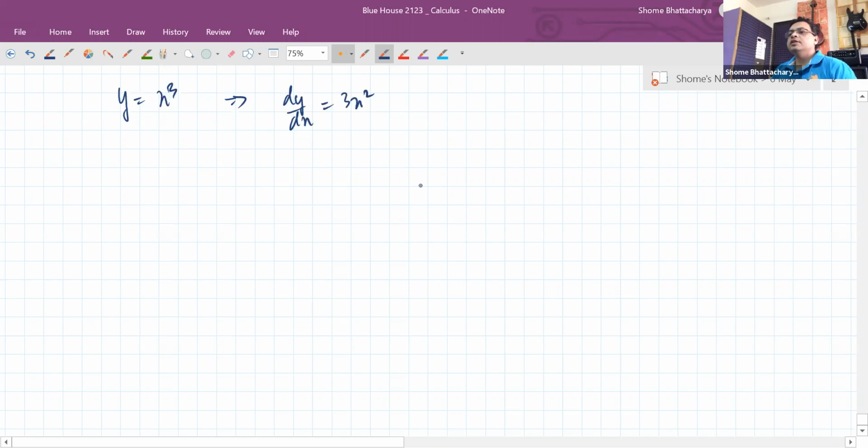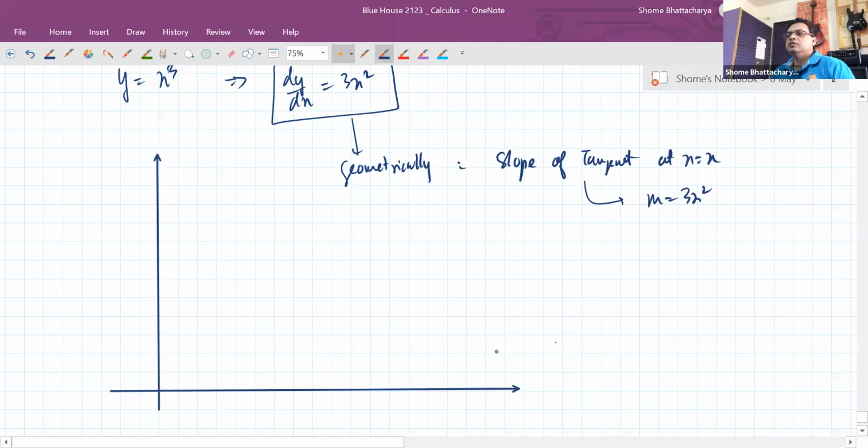So let's just recall the graph of y is equal to x cube. Just for simplicity, I'll take it only on the positive side. But actually, we can take it on both sides. It doesn't matter. On the positive side, the graph of y is equal to x cube looks something like this. Now this means that if, for example, at the point x equal to 1, I choose to draw a tangent, what should be the slope of that tangent? It should be 3.